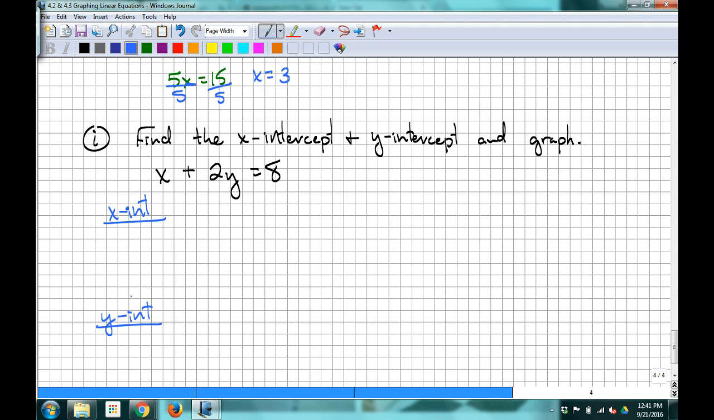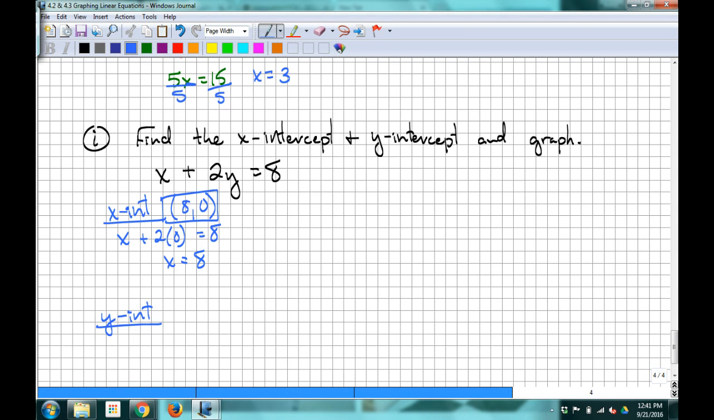Let's find the x-intercept first on this one. So if I'm going to find the x-intercept, where do I put the 0? For y. So x plus 2 times 0 equals 8. That's x equals 8. No more work to do. X is by itself. So the ordered pair is (8, 0).